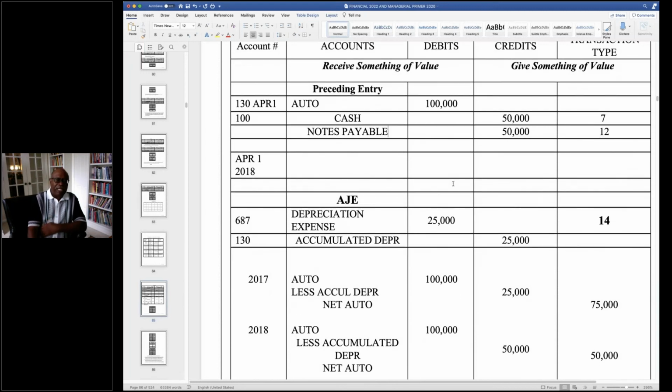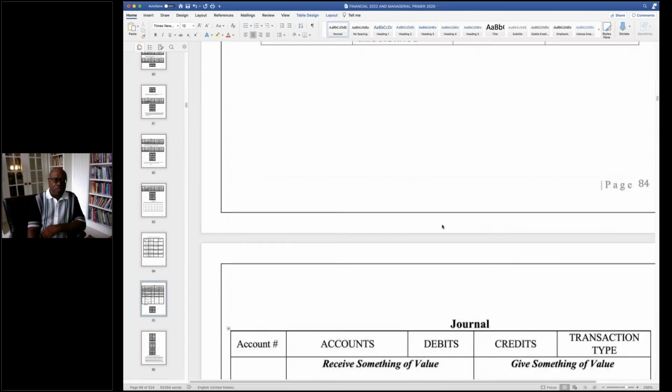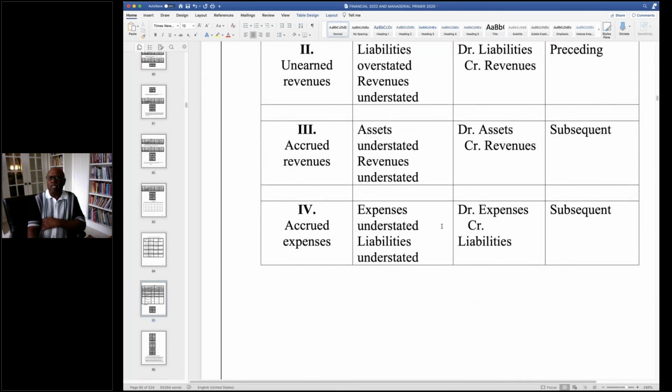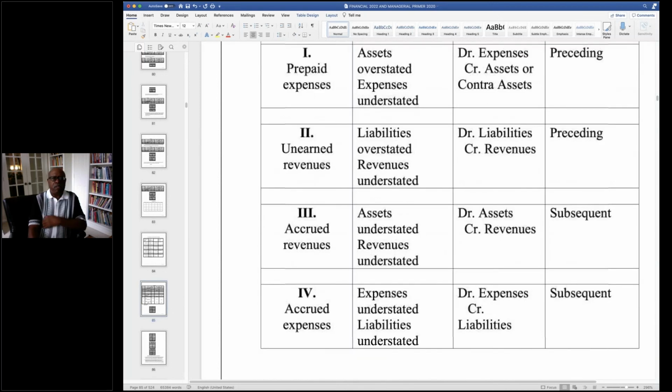Okay. So these are adjusting entries, and as we work with them, as you can see, nobody tells you the number. You gotta go think and get to that number. Let's go back and look at adjusting entries 3 and 4. We did earn revenues last time, correct?